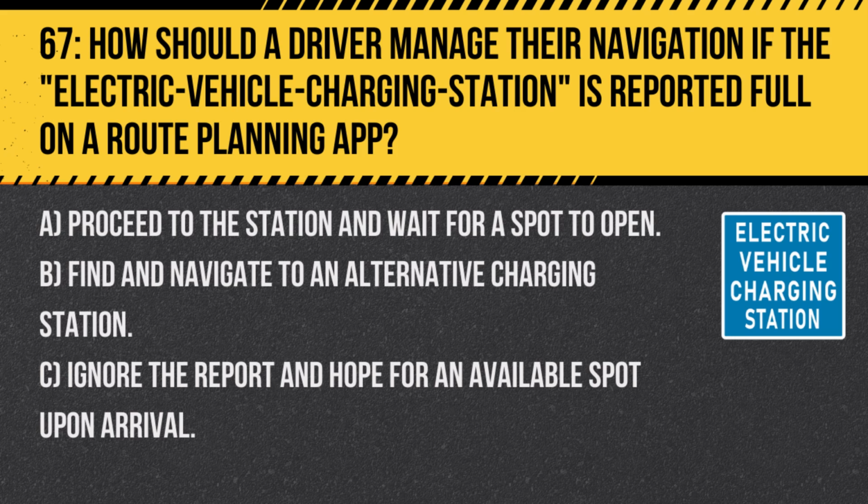Question 67. How should a driver manage their navigation if the electric vehicle charging station is reported full on a route planning app? A. Proceed to the station and wait for a spot to open. B. Find and navigate to an alternative charging station. C. Ignore the report and hope for an available spot upon arrival. Answer. B. Find and navigate to an alternative charging station. This avoids waiting time and ensures the vehicle remains charged.